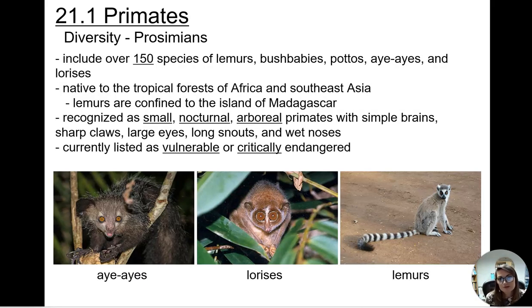So it's going to be with the prosimians, we're going to have over 500 species of lemurs, bush babies, pottos, aye-ayes, and lorises. They're going to be native to tropical forests of Africa and South Asia. With the lemurs, they're going to be confined to the island of Madagascar. They're recognized as small nocturnal arboreal primates with simple brains, sharp claws, large eyes, long snouts, and wet noses. Currently, they're listed as vulnerable or critically endangered.